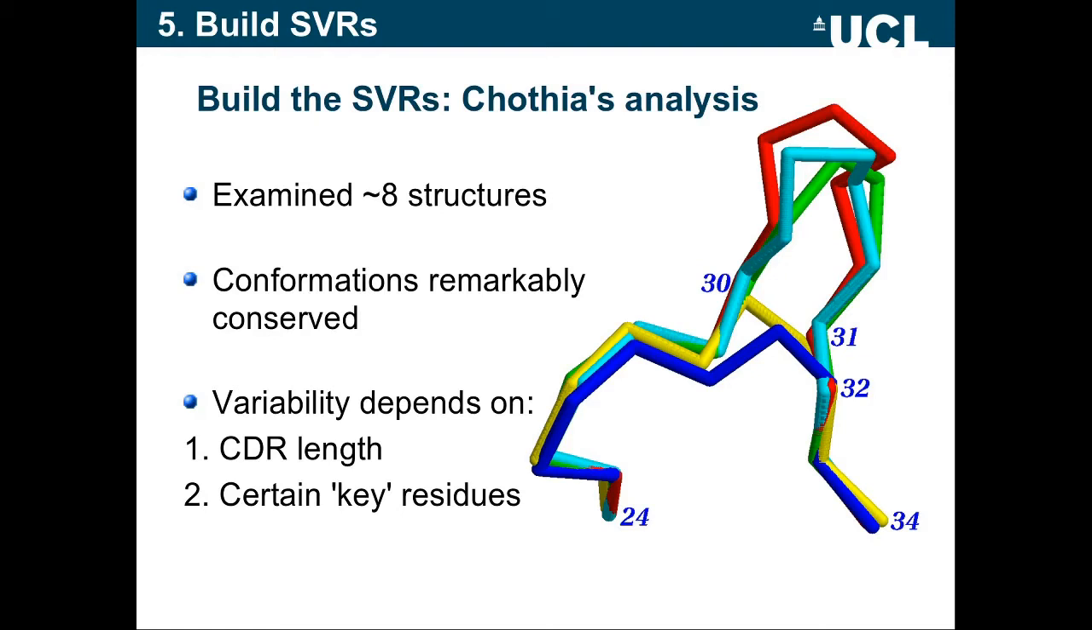And he defined then the conformations of the loops based on CDR length. Obviously, this red one doesn't have the same conformation as this blue one, although this base region is really quite similar. So his first criterion then was CDR length, and the second criterion was the presence of certain key residues, either within the loop itself or packing against the loop.